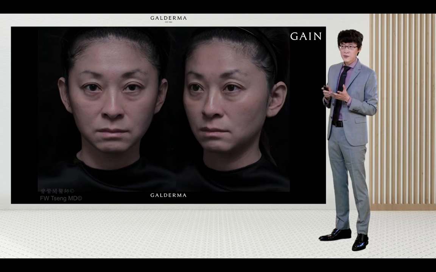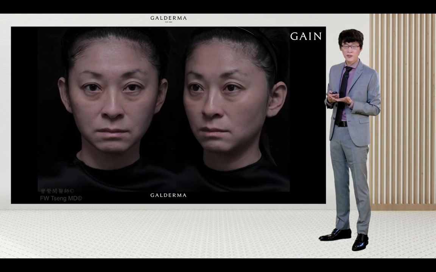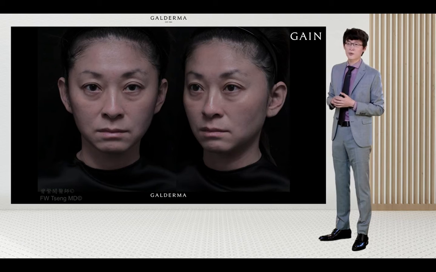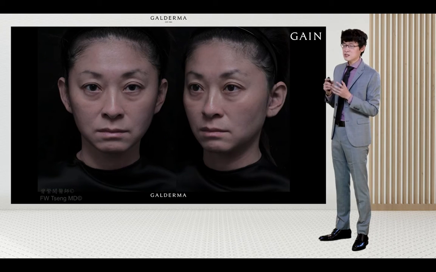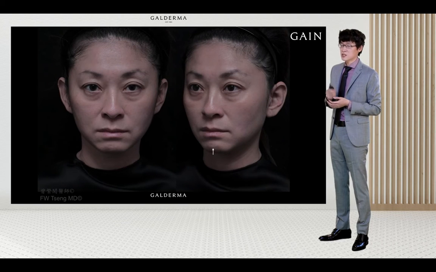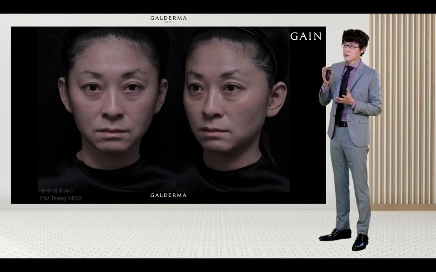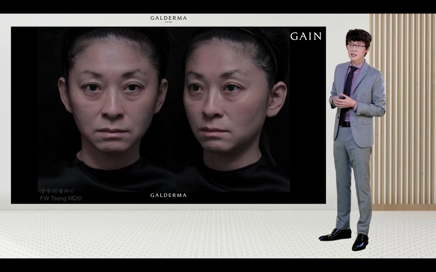Yes, her lips were thin, flat, and asymmetric, but what really made her look unhappy were those depressions, those concavities around her mouth. These concavities reduced the support to her lips, and in addition, she had mentalis straining. All this combined led to this unhappy look in her lips.